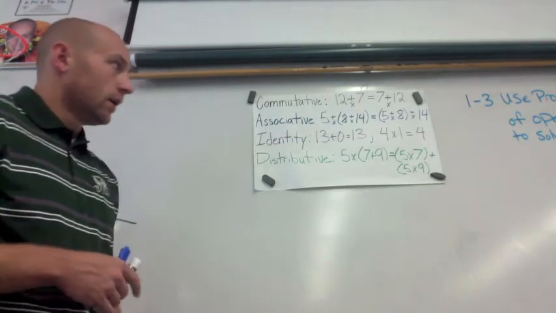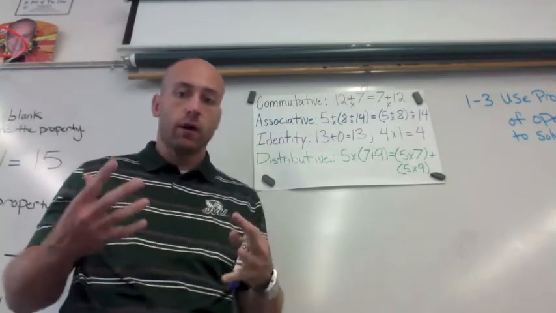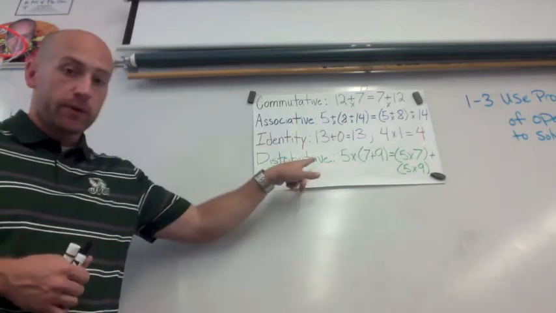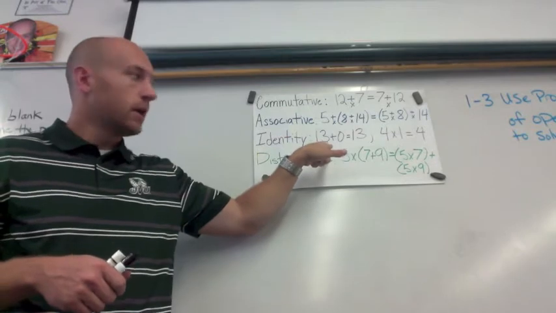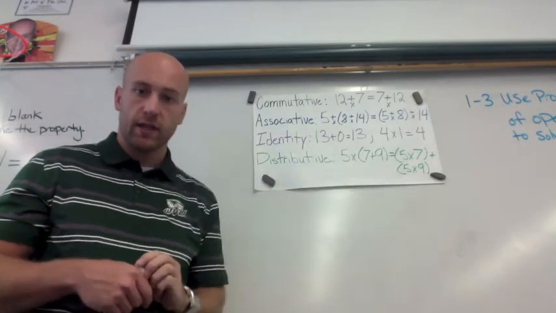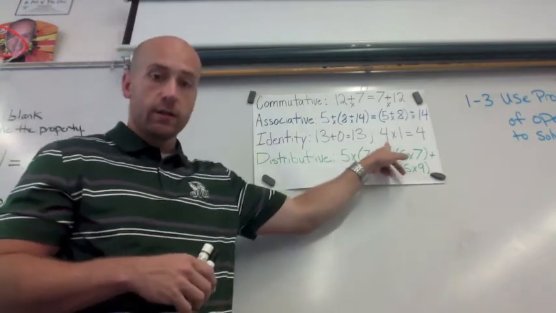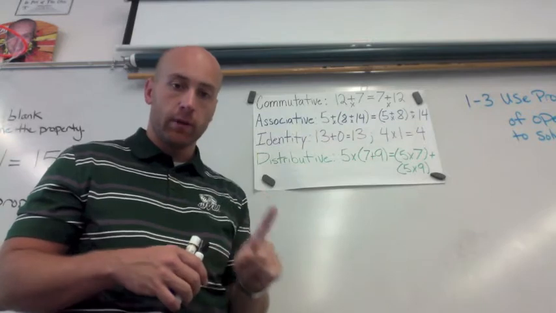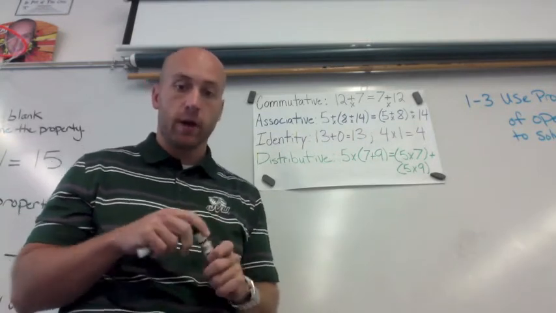Okay? Now we have the identity property. We talked about identity is who you are. So identity property of addition: 13, if we want to keep its identity the same, we just have to add 0. So 13 plus 0, you're always going to get 13. Any number plus 0 will stay the same. With multiplication, to keep the number the same, we have to multiply it by 1. Any number times 1 stays the same. So that is the identity property.